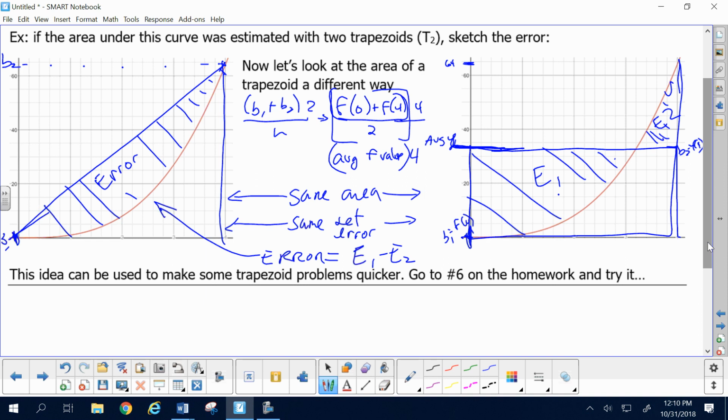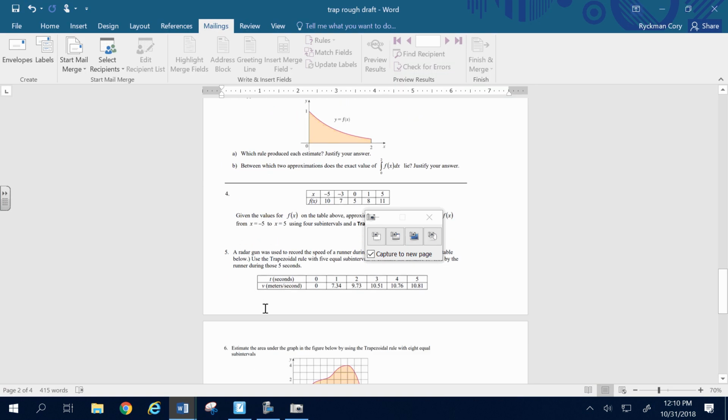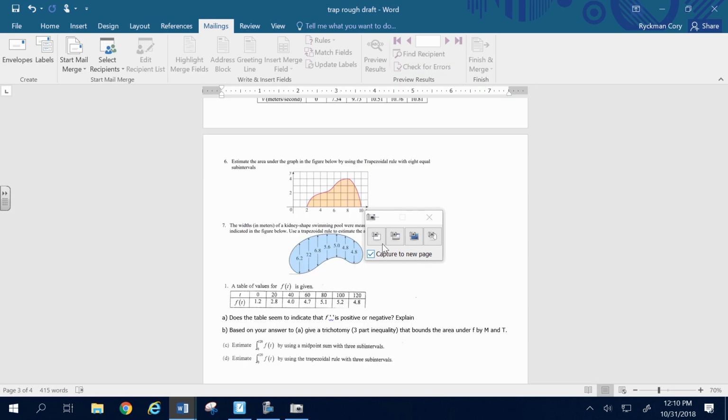Now this idea of average heights can be used in a lot of trapezoid problems. So would you go to number 6 on the homework? Number 6. On the homework I just gave you, the one with the white curvy graph. Yeah, it should be that curvy graph.